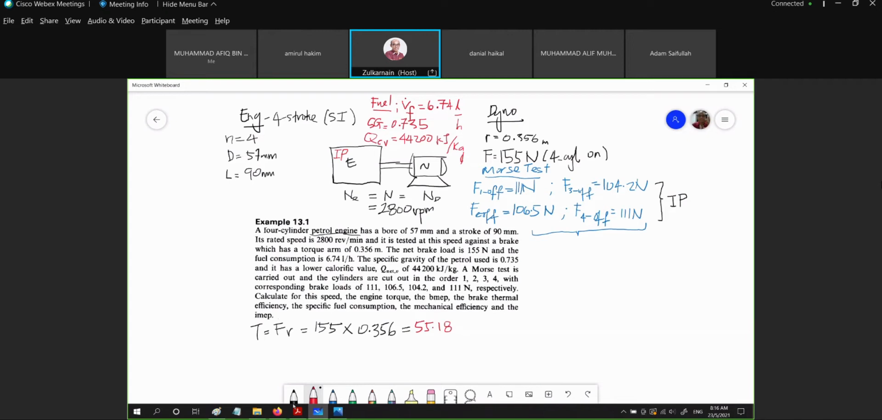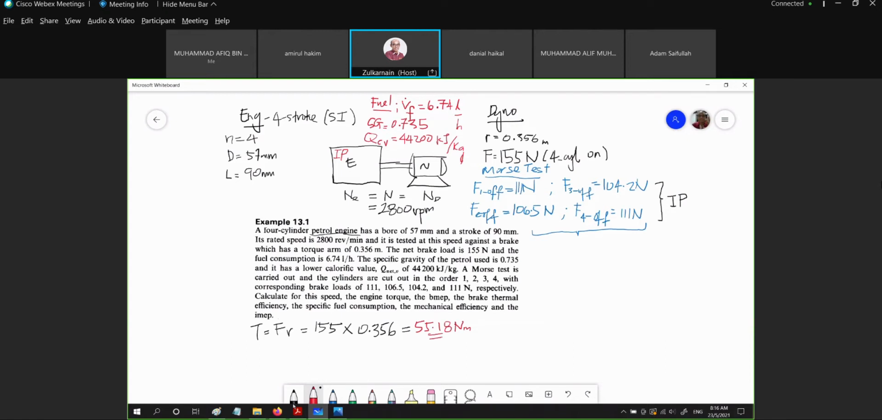Tapi this is a force time torque arm. Jadi kita maintain dia sebagai Newton meter. Don't change the unit for torque. It's always in Newton meter. Walaupun kita tahu Newton meter kita belajar, kalau in terms of energy is equal to joule. Okay? So that is our answer for the first part.